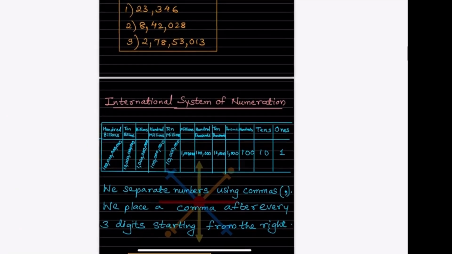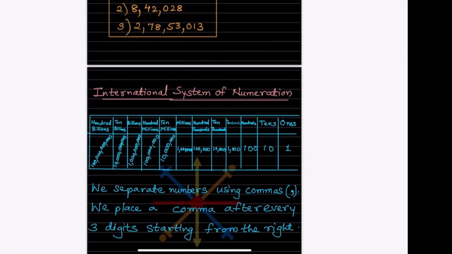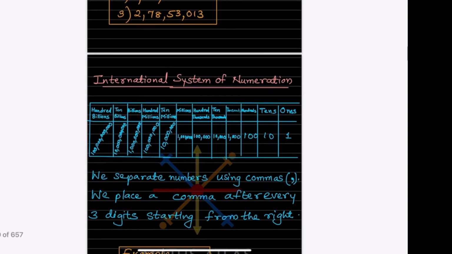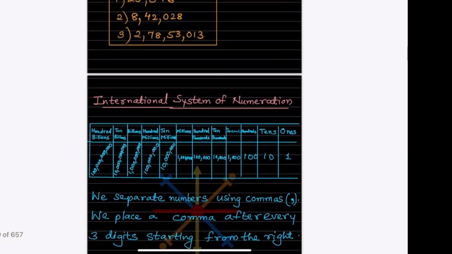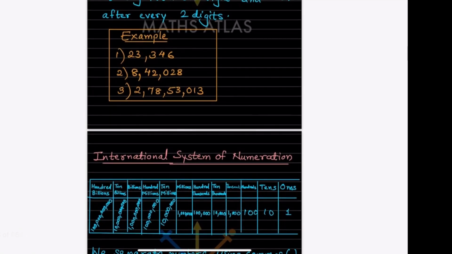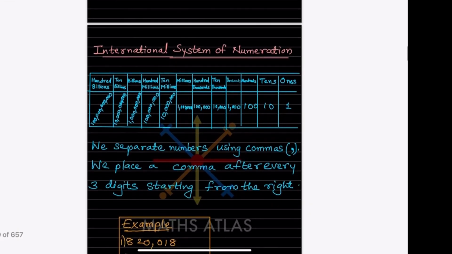Now let's go for the international system. Here we have ones, tens, hundreds, thousand, 10,000, 100,000, millions, 10 millions, 100 millions, billions, 10 billions, and 100 billions. We don't use lakhs here. There is a difference: in the Indian system there is 3 and 2 and 2, but here the commas are after every 3 digits. So 3, 3, 3, and so on.